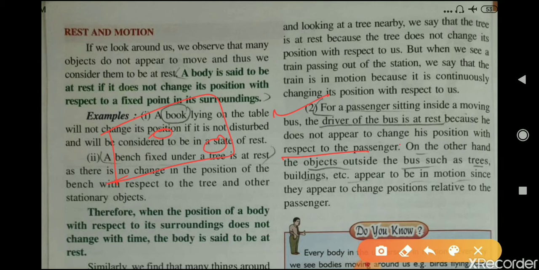But on the other hand, the objects outside the bus, such as a tree, a building, etc., appear to be in motion since they appear to change positions relative to the passenger.